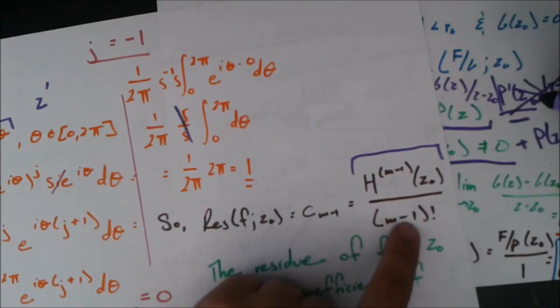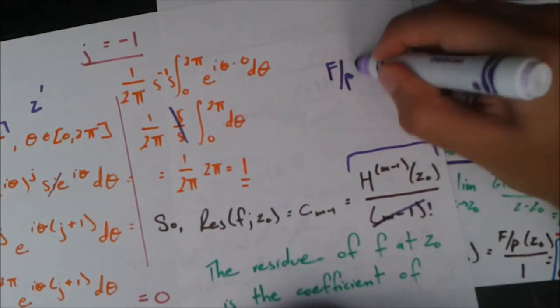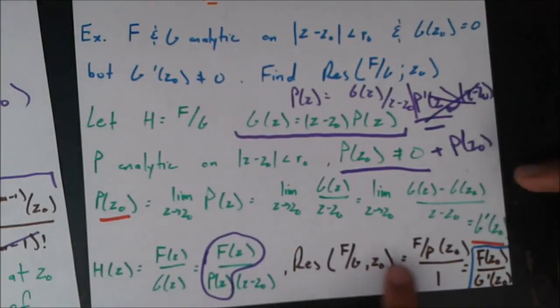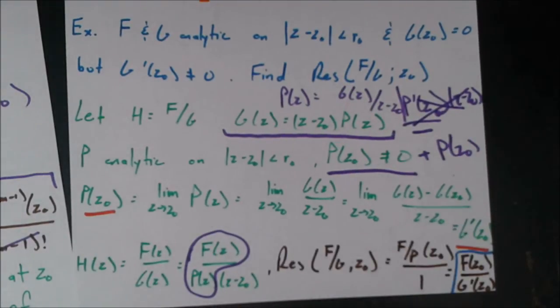And what's m minus 1 factorial? It's going to be 1. So this doesn't matter for that. So we just want f over p at z naught, because that's our numerator. So what is f over p at z naught? Well, it's going to be f at z naught over p at z naught. And we define p at z naught as g prime of z naught. So that means that the residue is f of z naught over g prime of z naught.